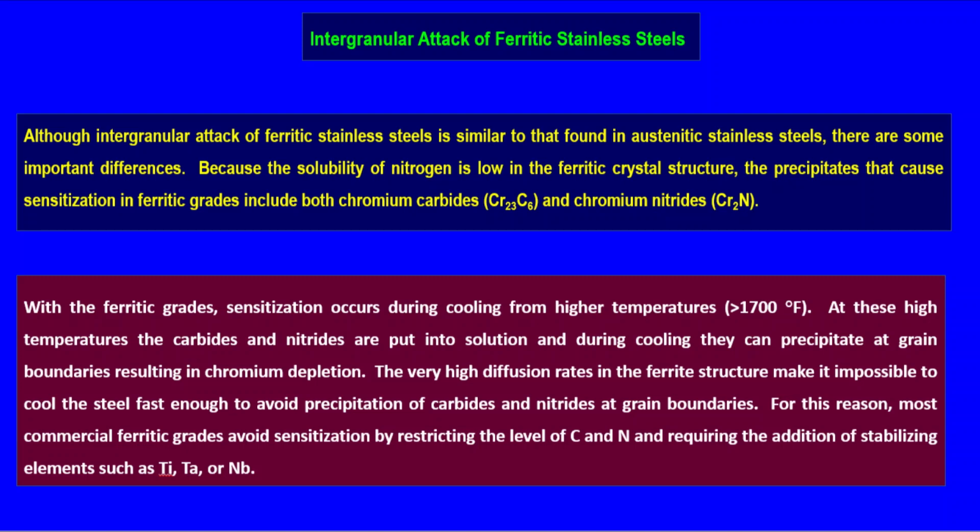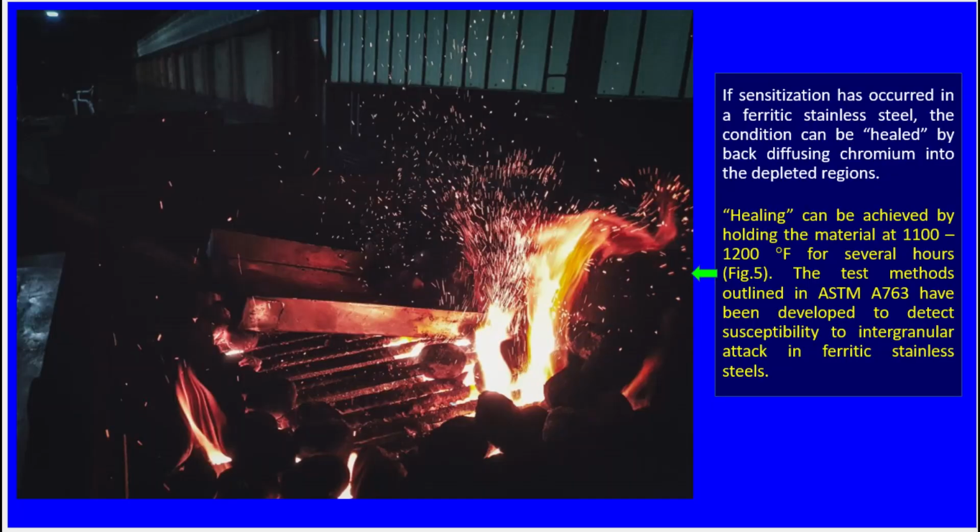For this reason, most commercial ferritic grades avoid sensitization by restricting the level of carbon and nitrogen and requiring the addition of stabilizing elements such as titanium, tantalum and niobium. If sensitization has occurred in a ferritic stainless steel, the condition can be healed by back diffusing chromium into the depleted regions. Healing can be achieved by holding the material in the temperature range 1100 to 1200 degrees Fahrenheit for several hours.